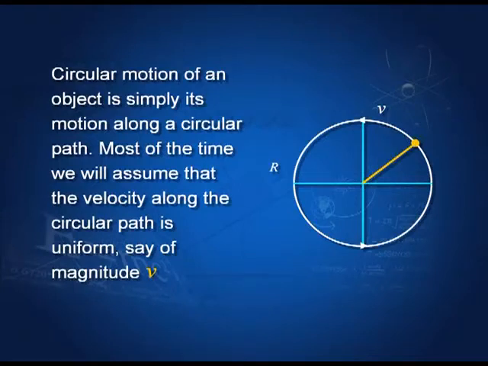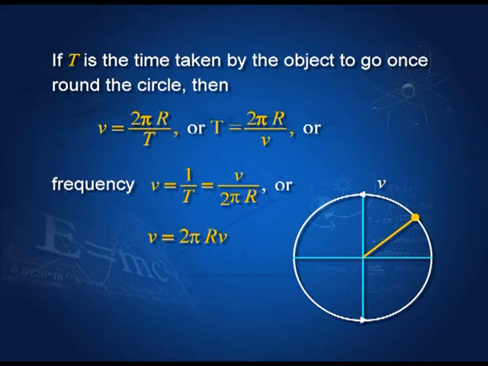Here you have an object moving in a circle, and we take the velocity v to be constant. If the velocity is v, then the time period is T = 2 pi r by v, where r is the radius, and the frequency nu is 1 by T, which is v by 2 pi r. Or we can write v as 2 pi r times nu, where nu is the frequency.